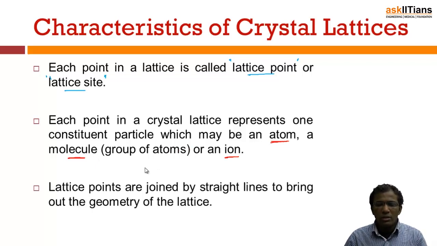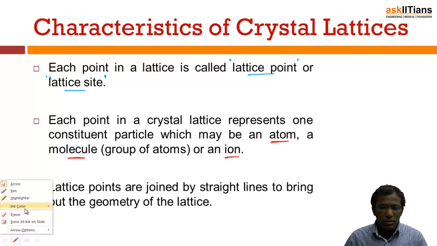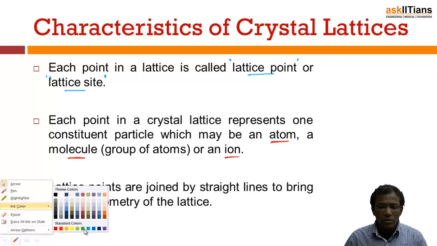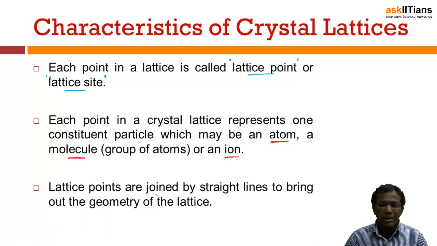The third one is that the lattice points are joined by straight lines to bring out the geometry of the lattice. In the image that I showed before, the lattice points are joined by straight lines, and that gives out a geometry. Before, it was giving out a cubic geometry. If the particles are arranged in some other fashion, joining those particles by straight lines may give out some other geometry.